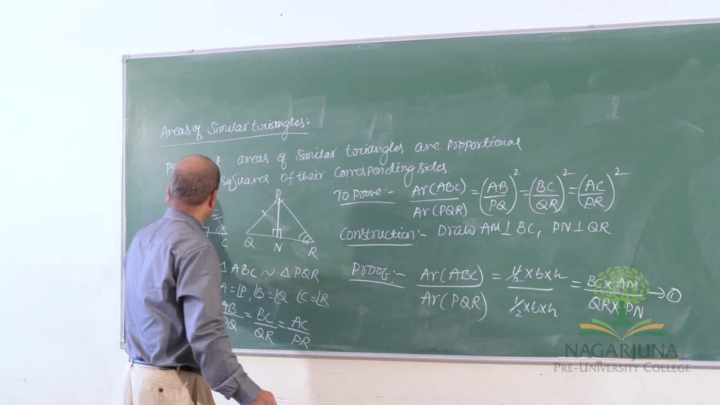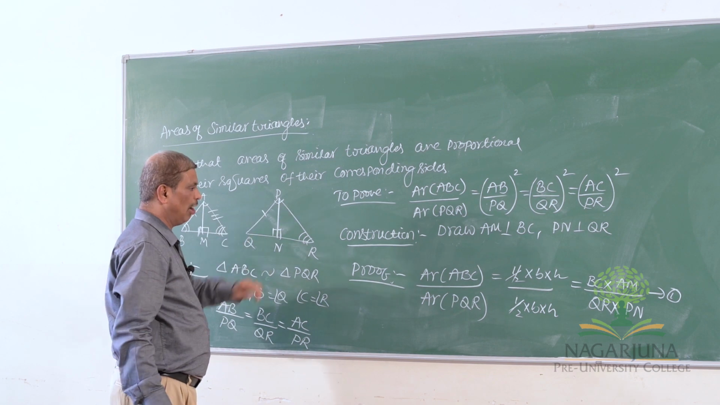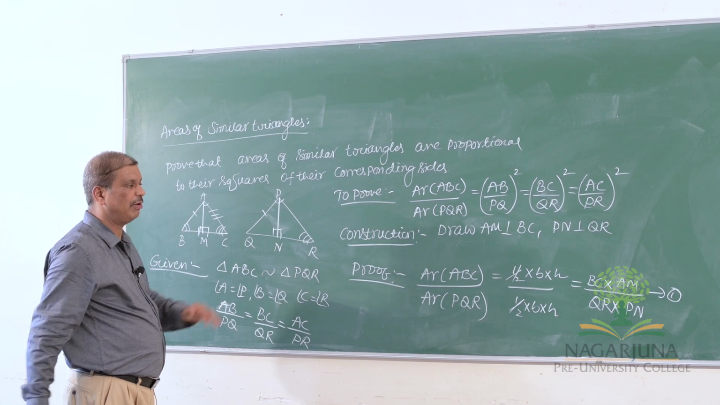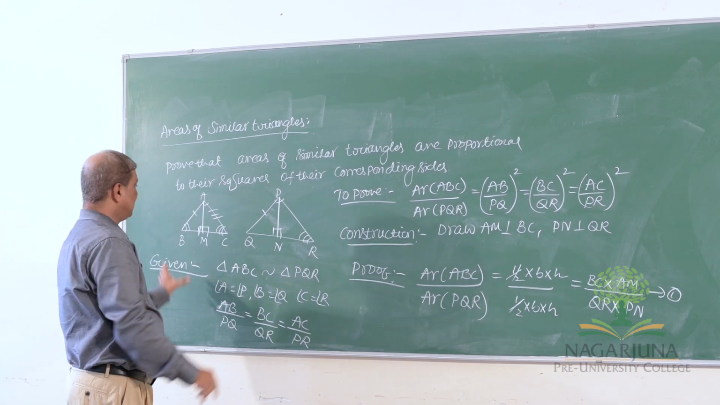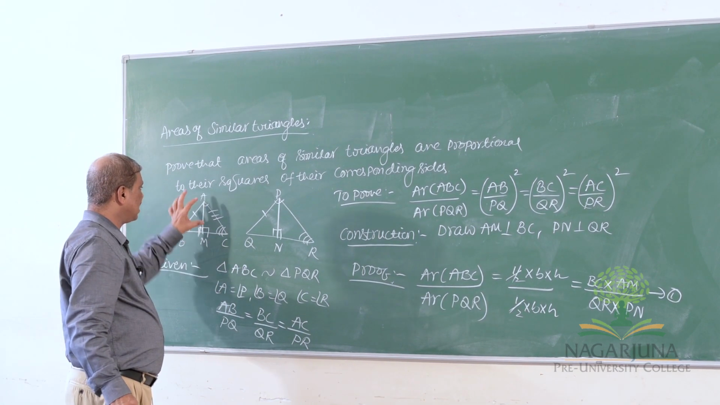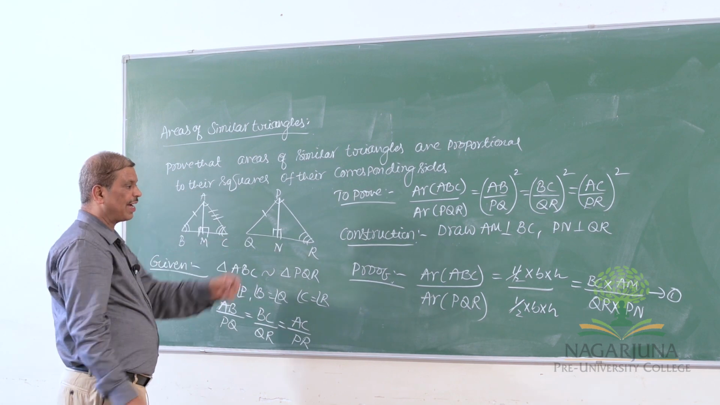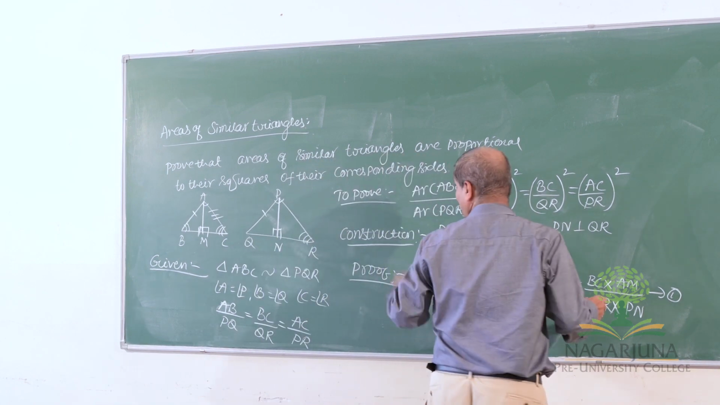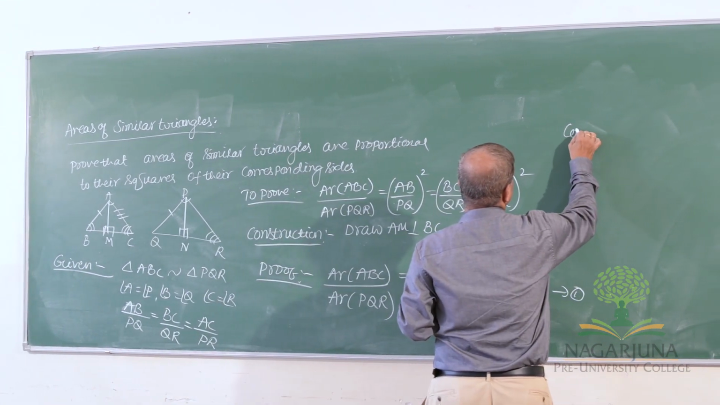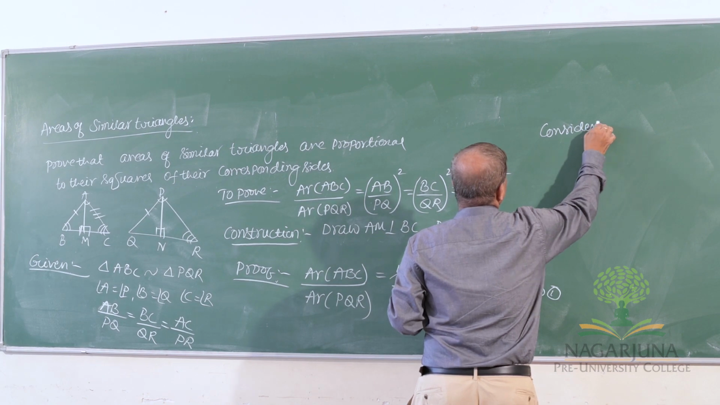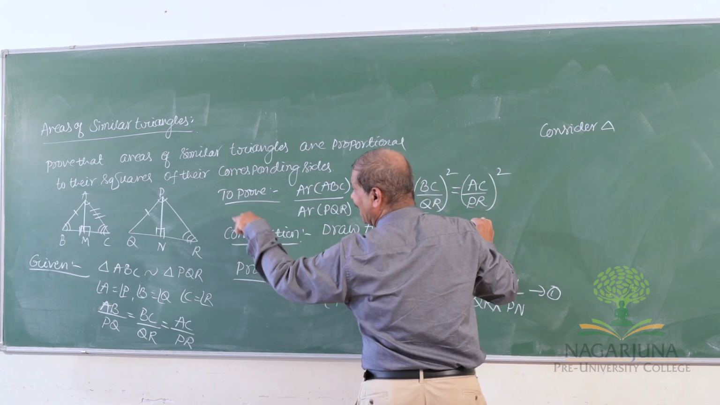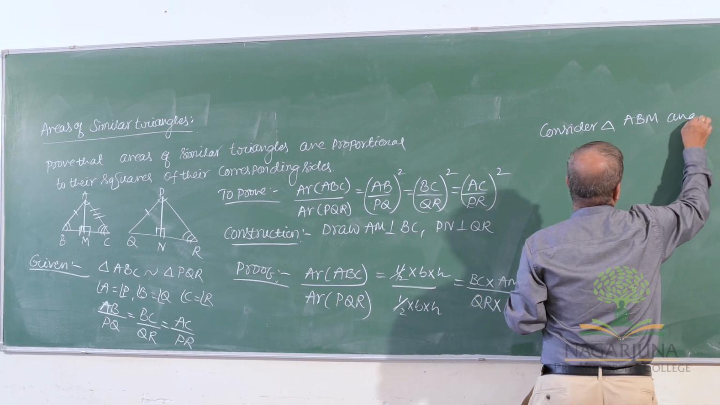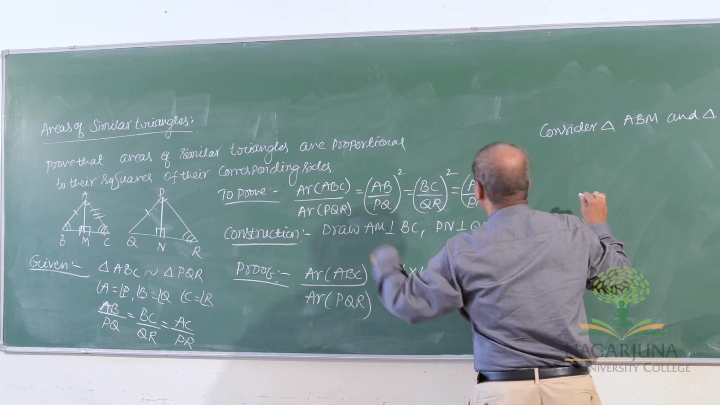Now you take ABC and PQR, half into base into height. In the numerator also half will be there, in the denominator also half will be there, you can cancel. So in triangle ABC, base is BC and height is AM. And in triangle PQR, base is QR and height is PN. Next, now consider triangle ABM and triangle PQN.